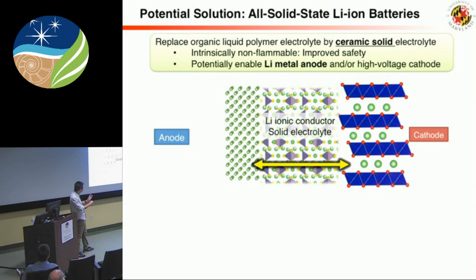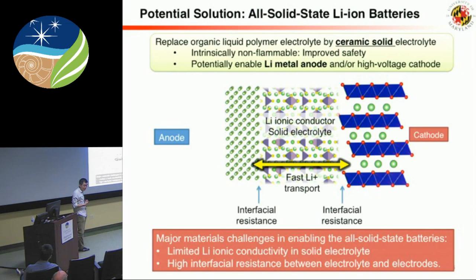Also, what people are trying to do is use this to enable new electrode materials, such as a lithium metal anode, because lithium metal packs lithium in a highly dense way, so that can significantly increase the energy density. On the other side, people also try to use high voltage cathode materials, to go beyond the 4 volts we have today. This also increases energy density. So these are the promises of solid state lithium batteries.